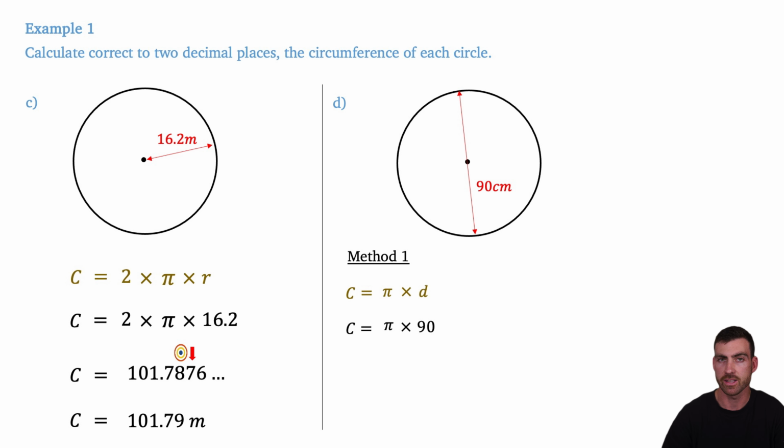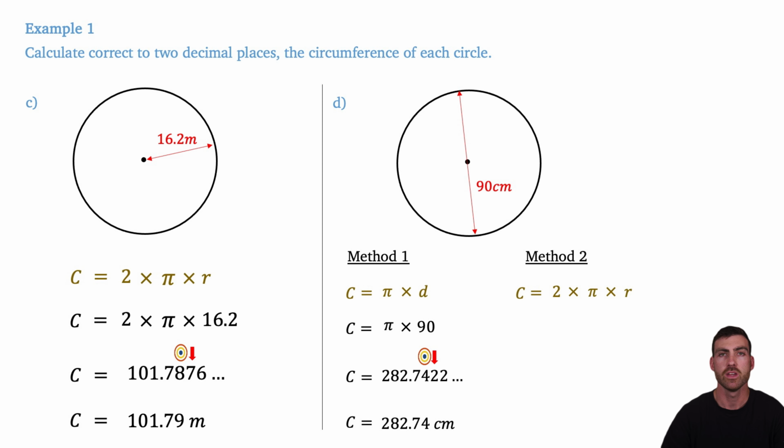Now use the calculator to calculate. Getting 282.7422 continued. Round to 2 decimal places, giving a final answer of 282.74 centimeters. Method 2, using the other formula.